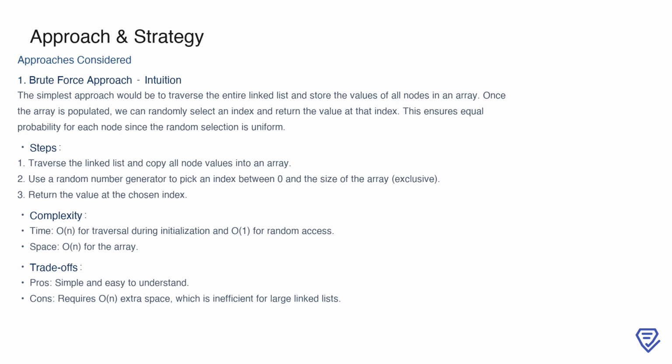However, while this approach is simple and easy to understand, it comes with trade-offs. It has a time complexity of O(n) during the initial traversal and O(1) for random access, but the space complexity is also O(n) due to the array. This extra space requirement makes it inefficient for very large linked lists, as it requires us to store all node values in memory, which can be a significant drawback in resource-constrained environments.